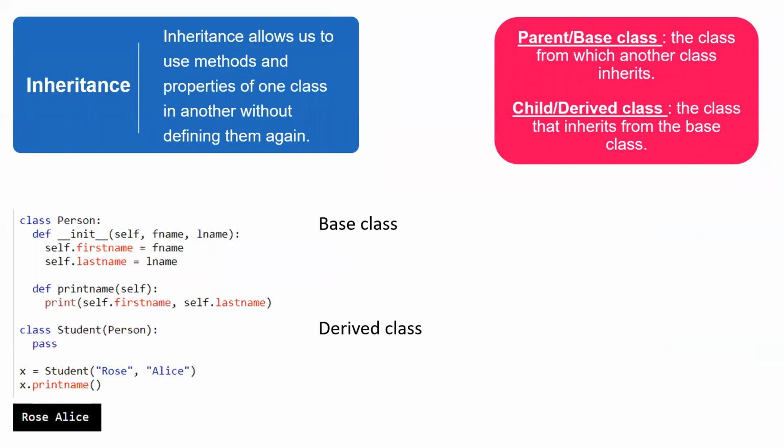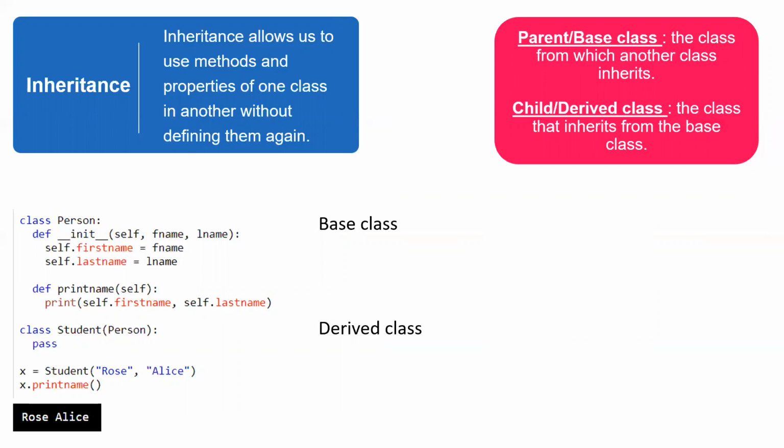And to wrap up this session, let's learn what inheritance is. With inheritance, one can use methods of one class in another. That is, properties of a class are inherited by another. Here we have a concept of parent or base class and child or derived class. What they mean: the class from which another class inherits is called a base class, and the class that inherits from the base class is called a derived class.